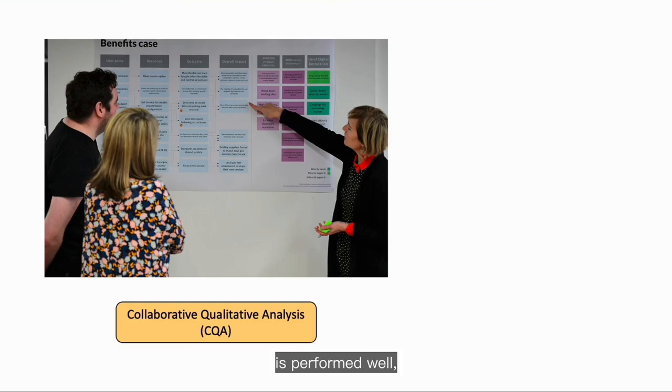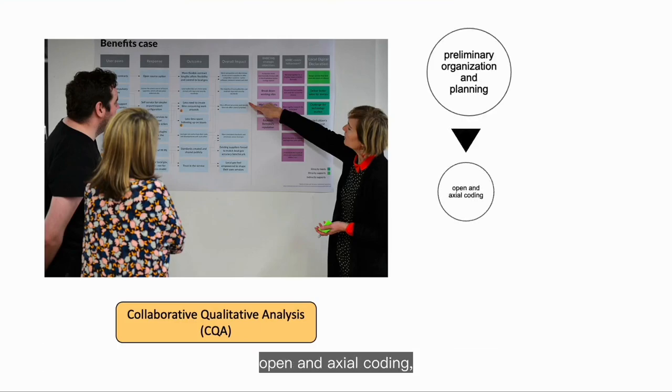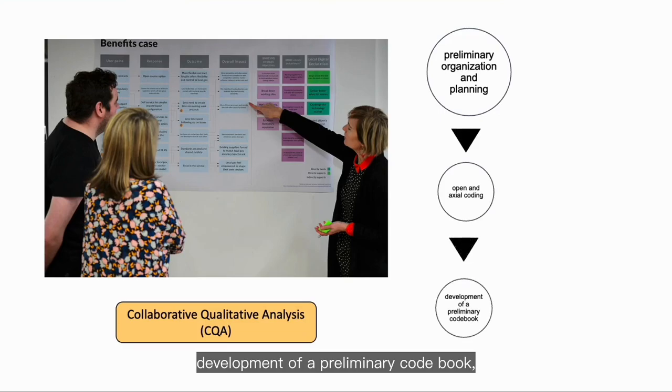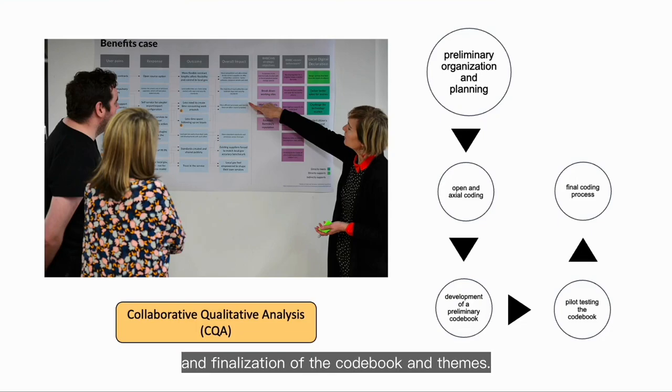Based on grounded theory and thematic analysis, researchers have identified a 6-step procedure to ensure a CQA process is performed well, including preliminary organization and planning, open and axial coding, development of a preliminary codebook, pilot testing the codebook, final coding process, and finalization of the codebook and themes.